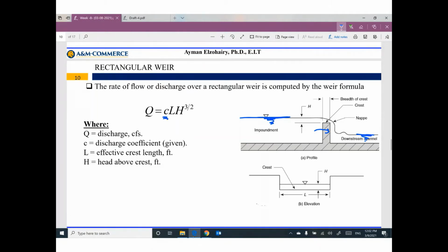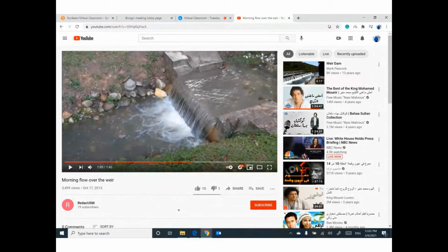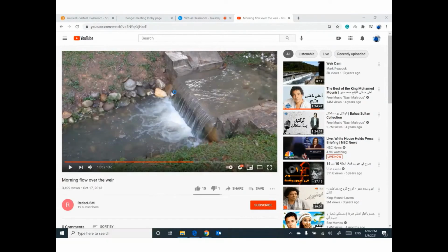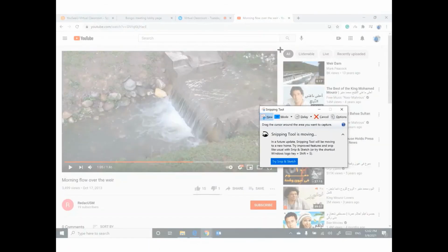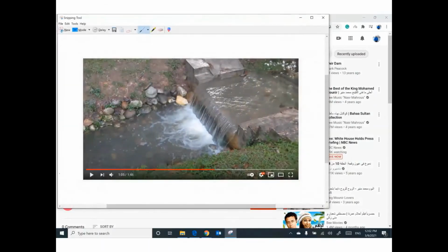C is a coefficient. Discharge coefficient will be given based on the type of the weir. L is the effective crest length, the length from this side to this side. If you go back to the video, the width of this crest, I can show it to you. So L in this case is the distance between this side to this side. This is L.